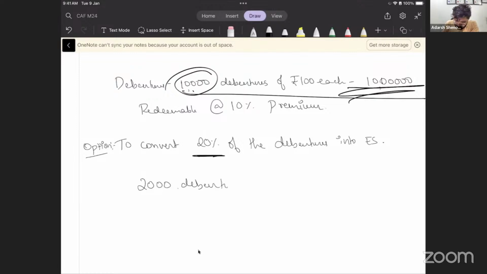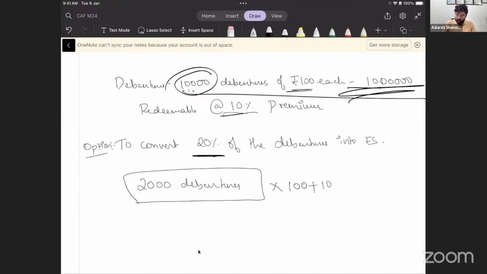To convert these 2,000, I have to find out the redemption value. I have to find out the redemption value of these 2,000 debentures. What is the redemption value? 100 rupees is the face value plus 10% premium. So 110 is the redemption value. So 110 rupees into 2,000 debentures is 2,22,000 rupees, worth of which I will give equity shares to them.